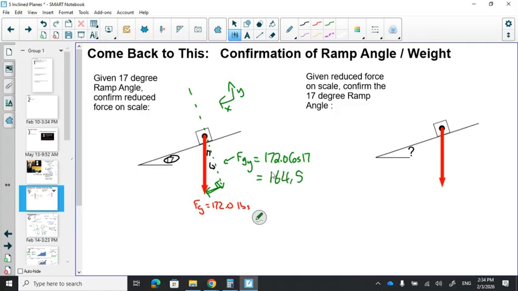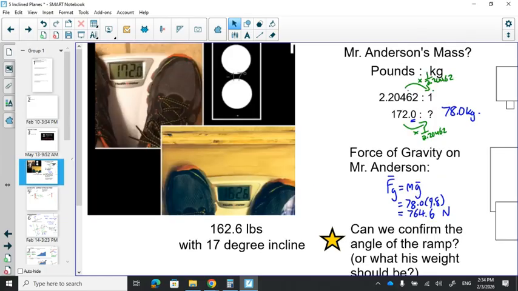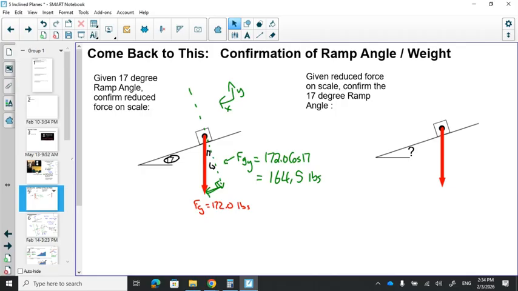164.5. And that's again in pounds. Again, I could have done it in newtons and then go to kilograms and then go to pounds. His scale said 163 almost, right? 162.6. So slightly off. But if we were to do a calculation of percent error and so on, that would probably work out to be pretty small. It's pretty close, in other words.